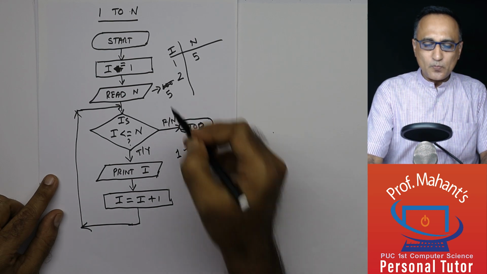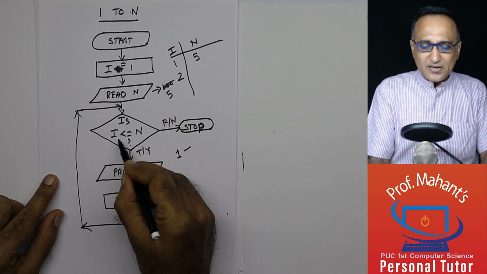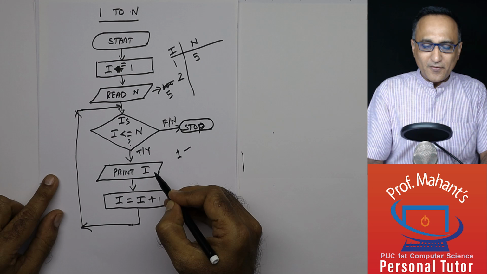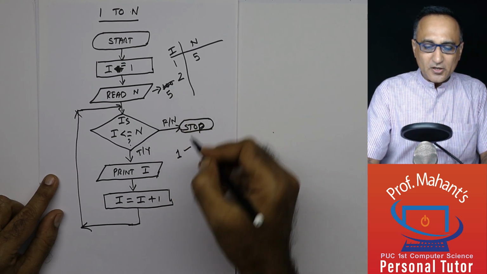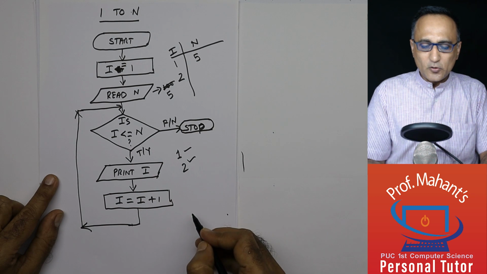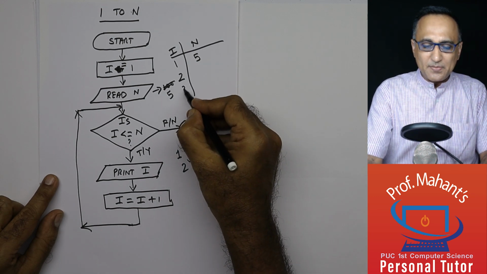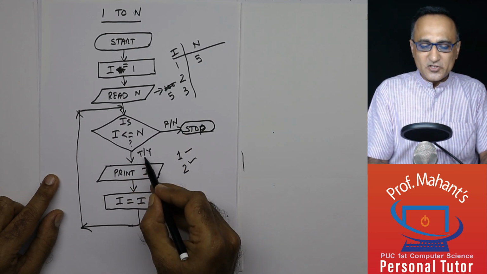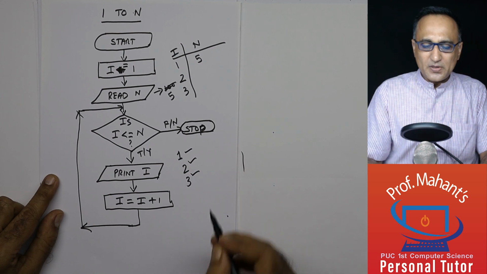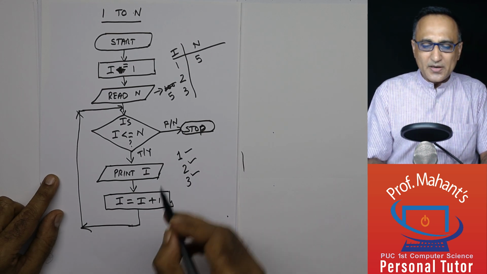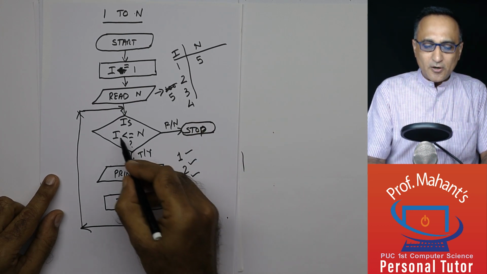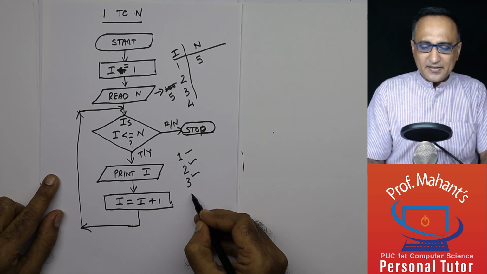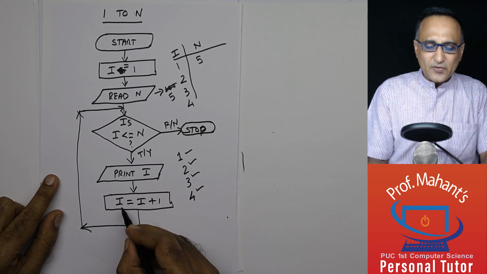I becomes 2. Now since I am going back here, is 2 less than or equal to 5? It is still true. So I am printing the next value of I, which is 2, on the output screen. I is increased by 1. I becomes 3. Again I go back here. Is 3 less than or equal to 5? It is true. I am printing the value of I, which happens to be 3. I am increasing the value of I by 1 here. So I becomes 4. 4 is still less than or equal to 5, which is true. Print I. It's going to print 4. I is now increased from 4 to 5.